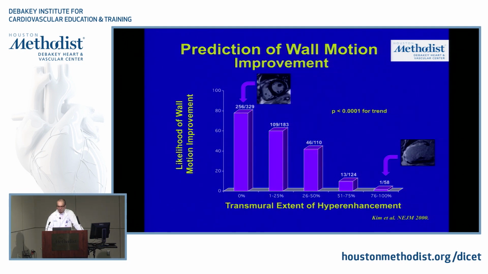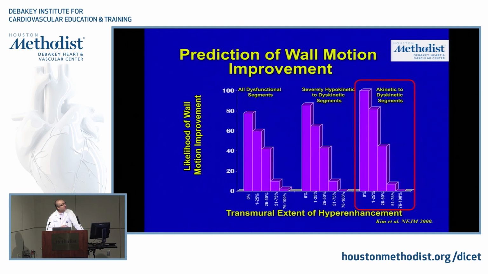Furthermore, this technique seems to perform quite well even in the setting of significant wall motion abnormality. If we look just at the akinetic or dyskinetic segments, the positive predictive value actually gets stronger and the negative predictive value is essentially 100%.